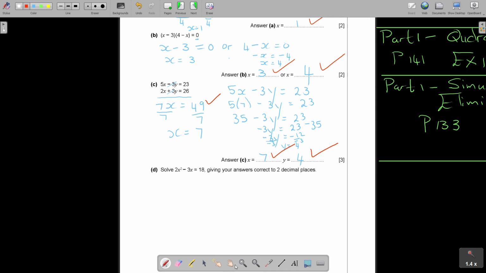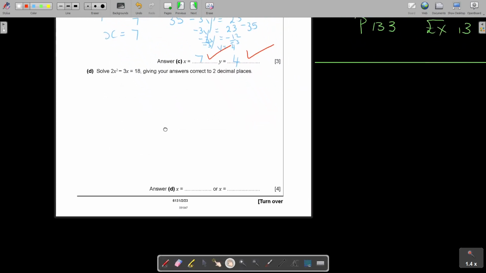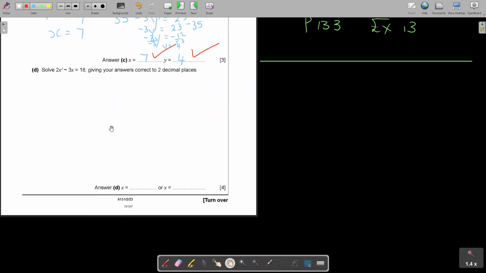Okay, and then let's go for this one. This one is number D. Solve, giving your answer correct to 2 decimal places. As soon as they say giving your answer correct to 2 decimal places, you know it cannot factorize. So you must know it is using the quadratic formula. And where will you find that?